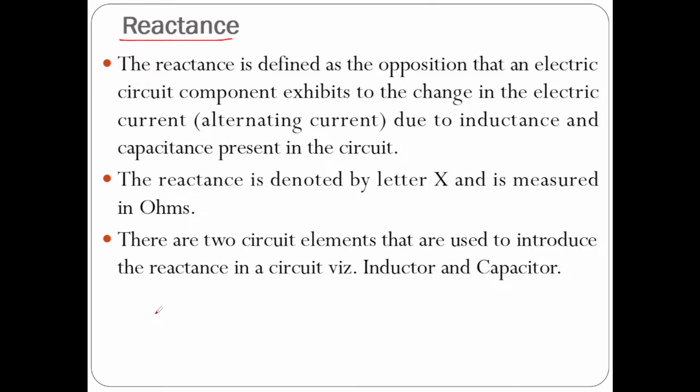The circuit elements which oppose any change in the current in the given circuit are the inductor and capacitor. So if there is any change in the alternating quantity, whether it is voltage or current, that opposition is exhibited by the inductive and capacitive elements.